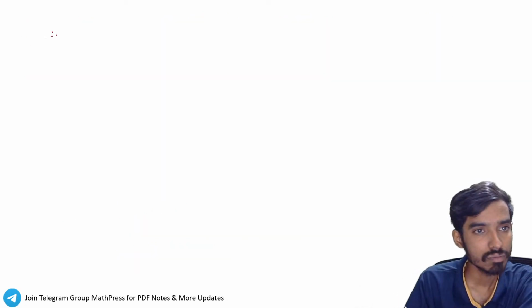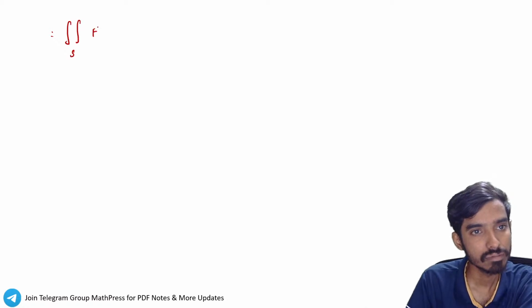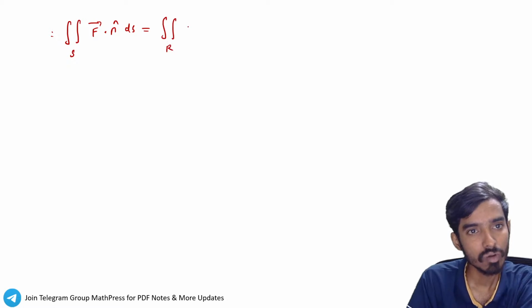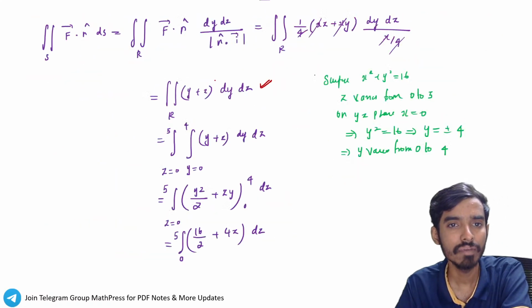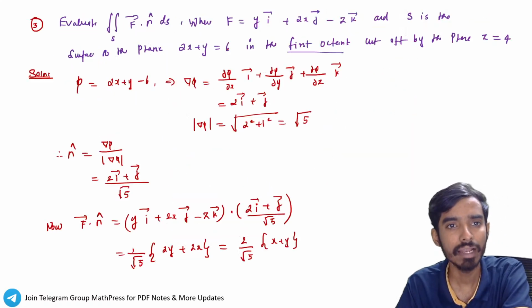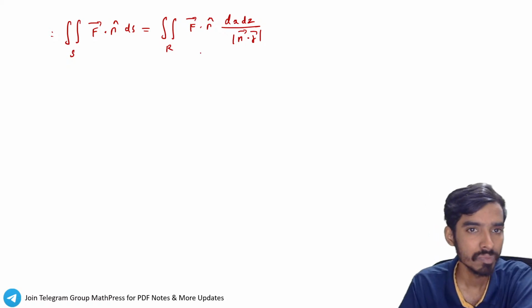So therefore, the double integral over S of F vector dot n cap dS is the double integral over R of F vector dot n cap, and I'm going to choose dx dz divided by n cap dot j. You can also choose dy dz, right? The previous problem we chose dy dz. I'll do both.